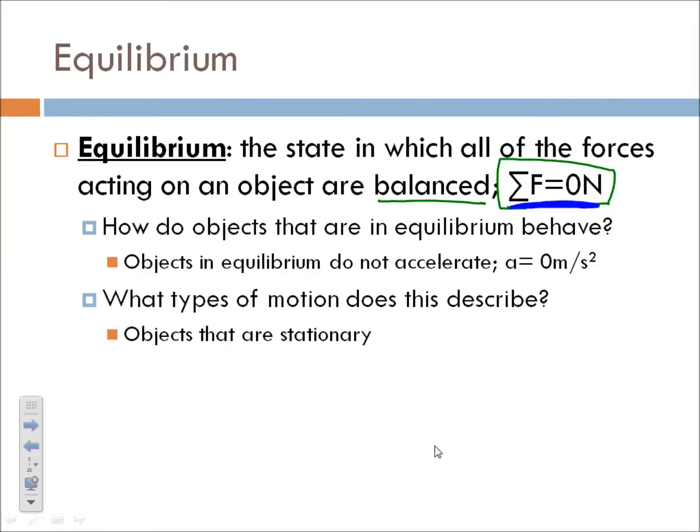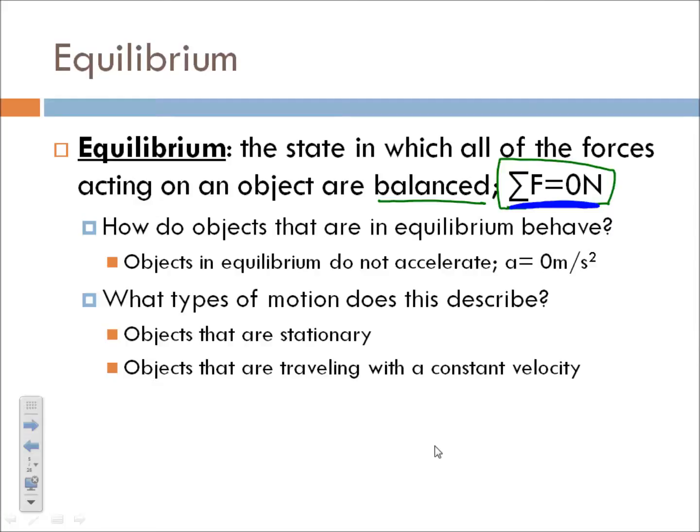Well, first, objects that are stationary would be in equilibrium. All right. So if an object is stationary, then all the forces on it are balanced, then it just doesn't go anywhere. But also objects that are traveling with a constant velocity would be considered in equilibrium as well.